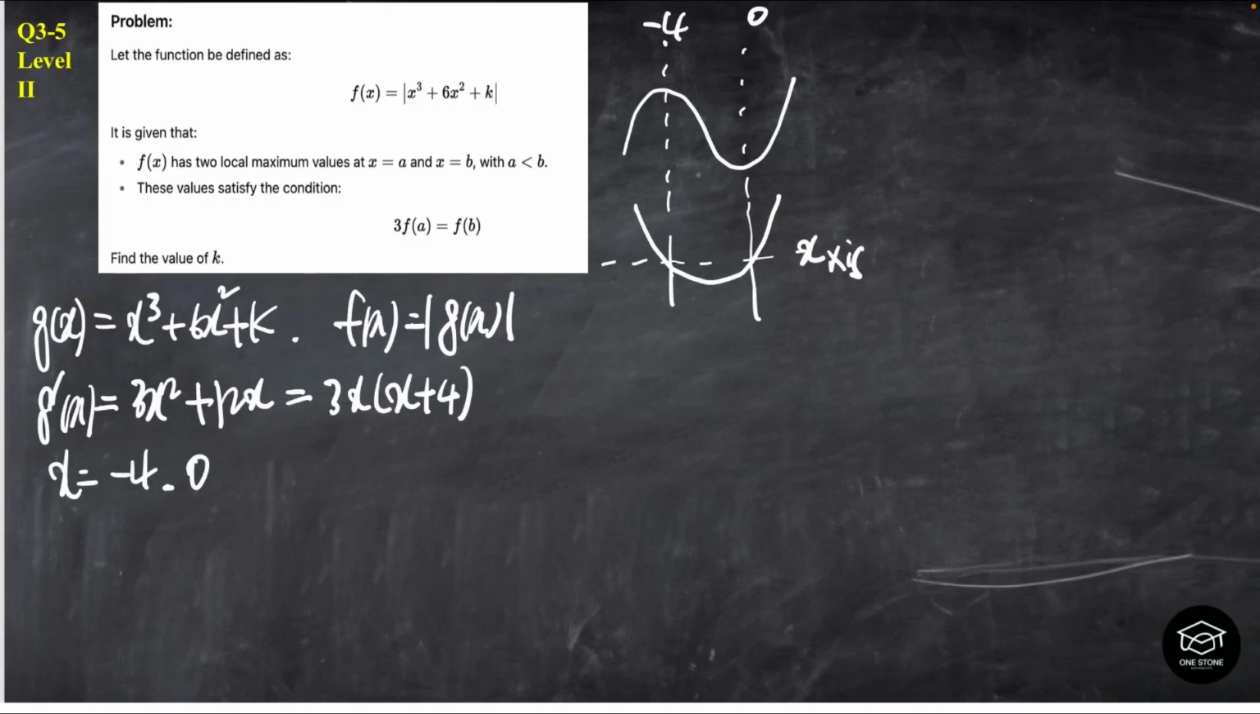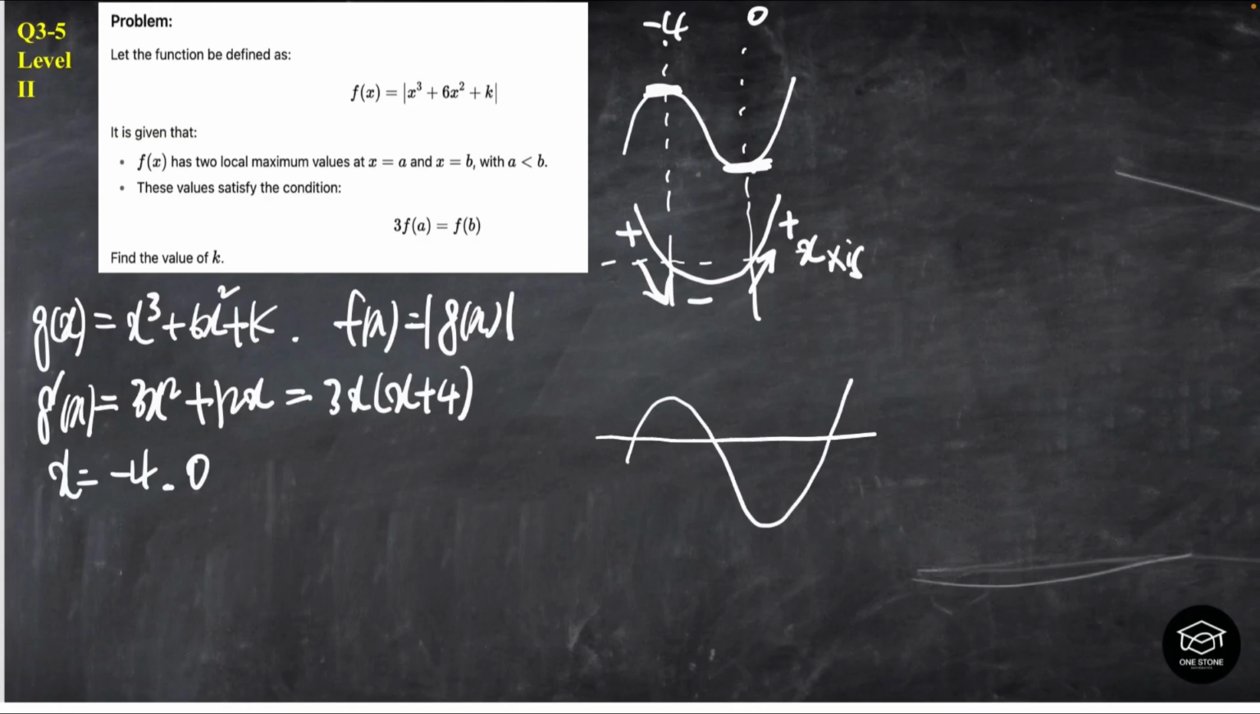At x equals -4, the derivative changes from positive to negative, which means this point is a local maximum of g. At x equals 0, the derivative changes from negative to positive, so this point is a local minimum of g. Now remember, f of x is the absolute value of g of x, so the behavior of f depends on whether g is positive or negative at these critical points.